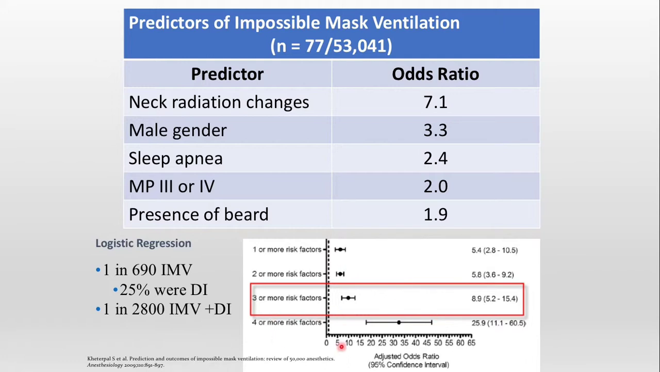The other thing I want to point out to you here is that if somebody has 4 or more risk factors, they're 25.9 times higher odds of having an impossible mask ventilation. Now, the one caveat to that is it's not a very precise measure because the confidence interval is not very good. It ranges from 11 to 60, whereas probably the most precise measure here is this 2 or more risk factors.